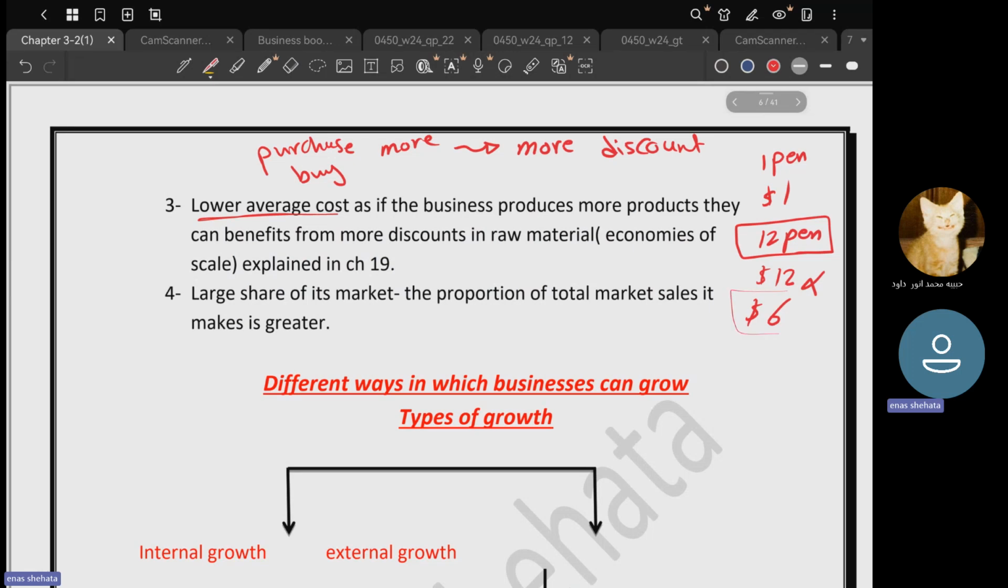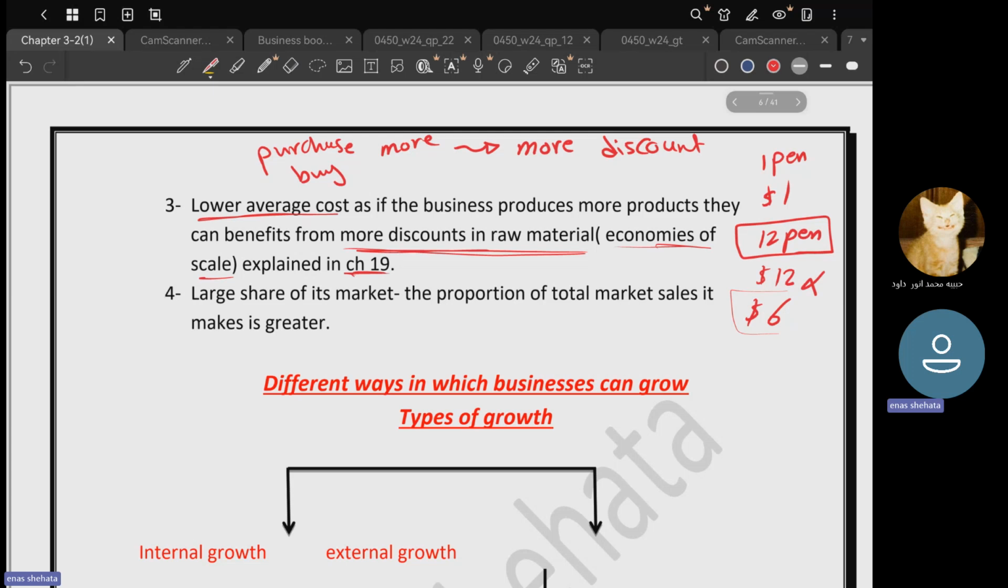And you will see this in real life. When you want to buy 1 chocolate, the chocolate will be 1 riyal. When I go to the supermarket and buy a carton, I will find the carton is 9 riyals, not 12. The carton has 12 pieces; it may be 9 or so. Why? Because you bought in large quantity. So if I'm a large business, it means that I need more raw material, so I will get more discount on my raw material. We call this economies of scale, and it is explained in chapter 19 in detail.